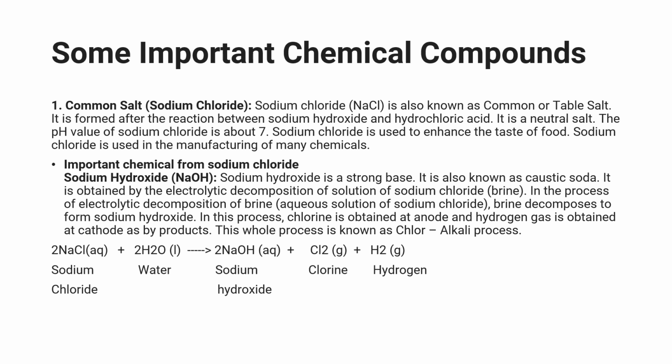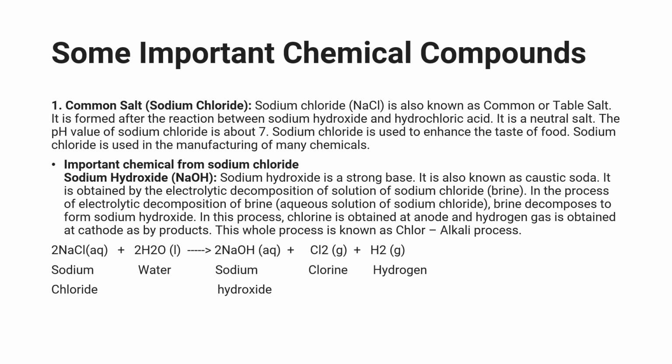Sodium chloride is used to enhance the taste of food. Sodium chloride is used in manufacturing of many chemicals. An important chemical from sodium chloride is sodium hydroxide, which is a strong base and is also known as caustic soda. It is obtained by the electrolytic decomposition of a solution of sodium chloride, which is brine.